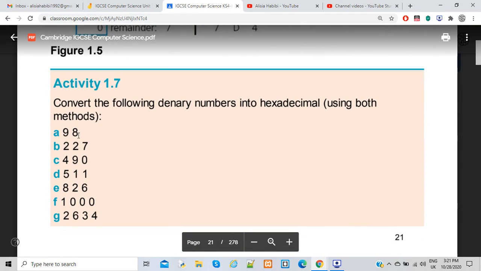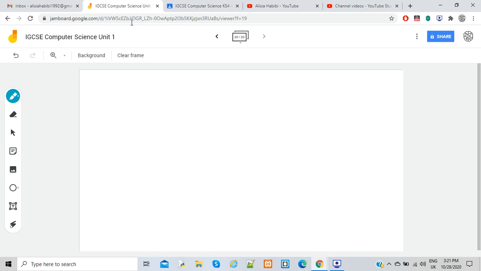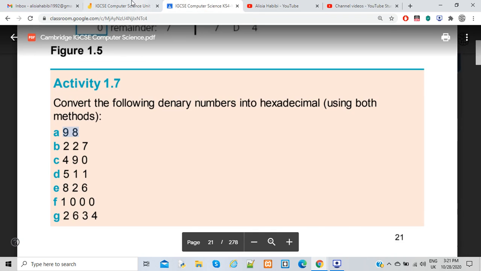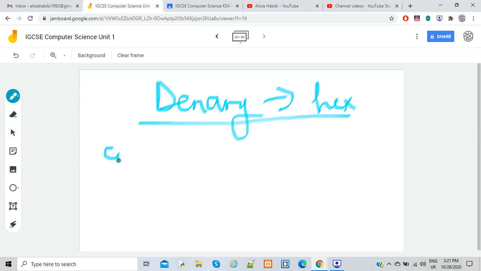And the first example is converting 98, which is a denary number, into hexadecimal. So we have 98, and I'm going to write denary into hexadecimal, and for hexadecimal values I'm just going to write it as hex. The example gives us the first option, which is 98. So we have this denary number, and we're supposed to convert this into hexadecimal.